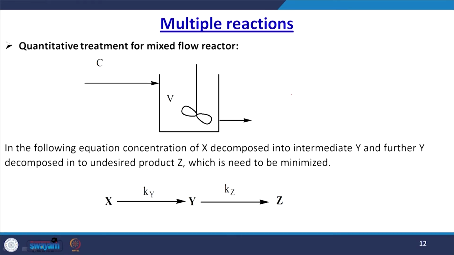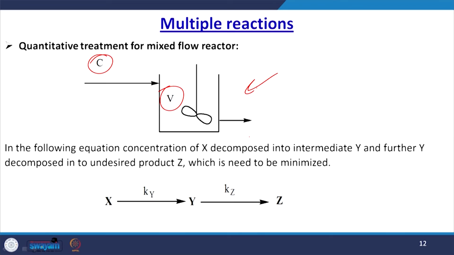Now, let us have a look at the quantitative treatment for the mixed flow reactor. Here you have a reactant coming into this reactor system having the concentration C. This reactor has the volume V, and it is a stirred type of reactor or a mixing type of reactor.